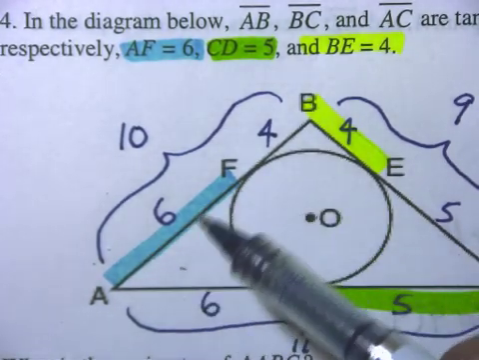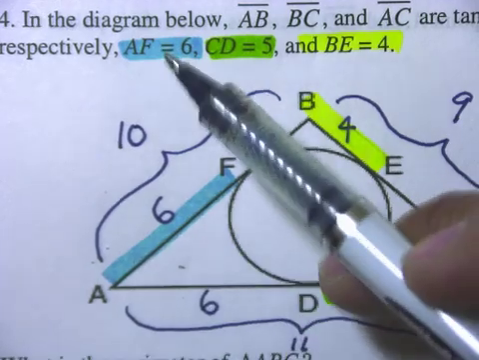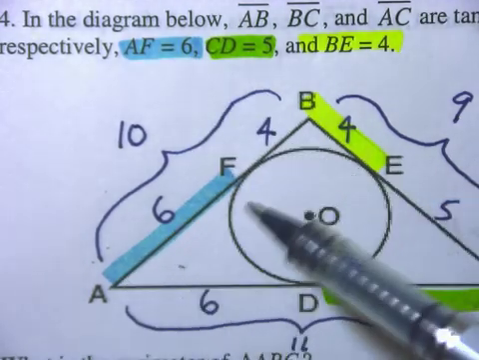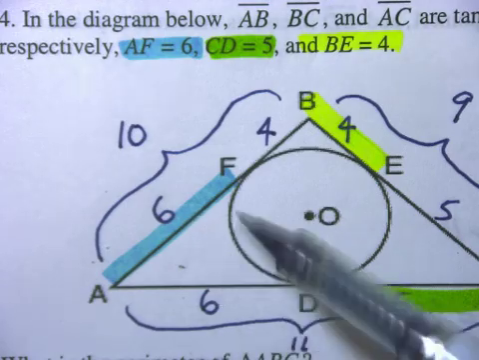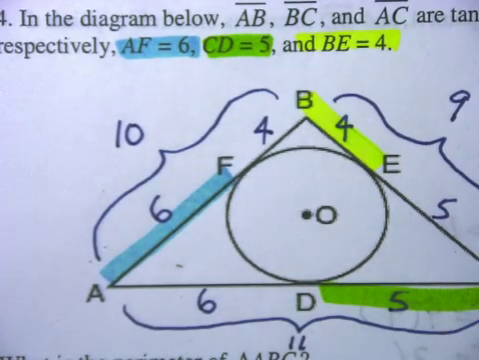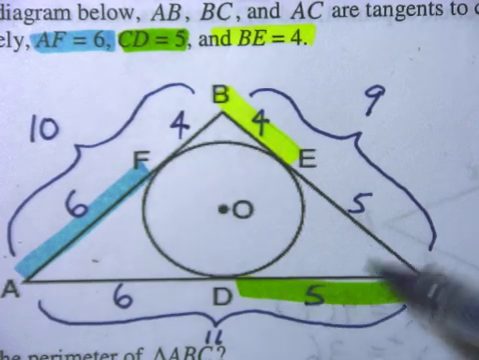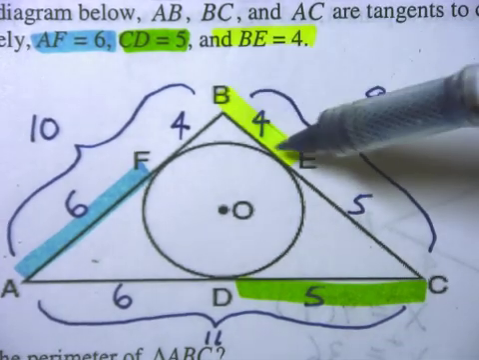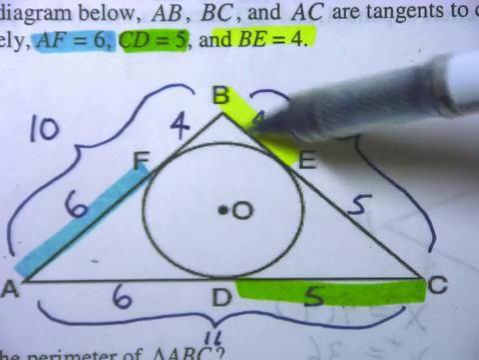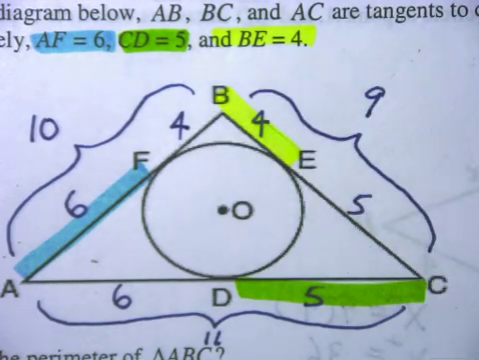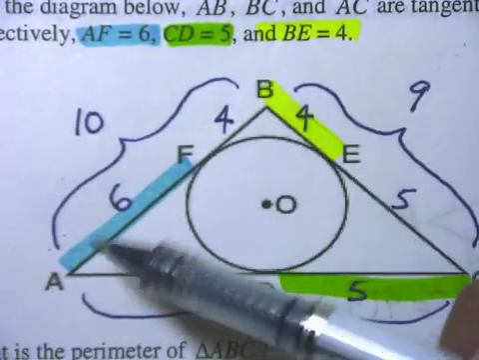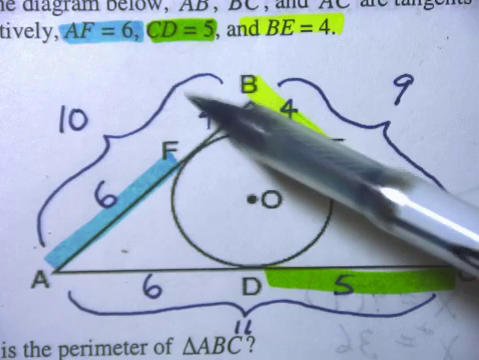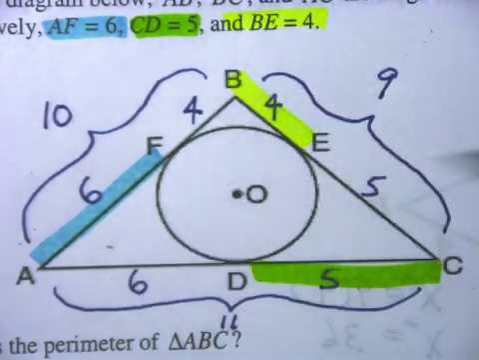Let's take a look at question number 4. Same type of question. They tell me that AF is 6. There I highlighted in blue, AF is 6. But I know that these are two tangent lines to my circle. Yeah, it's a triangle, but they tell me that the lines are tangent to the circle. So I know that these are both going to be 6 here. They tell me that CD is 5. Well, I got two tangent lines, which should be congruent, so this is also going to be 5. And they tell me that BE is 4. So I have two tangent lines here, which are both going to be 4.